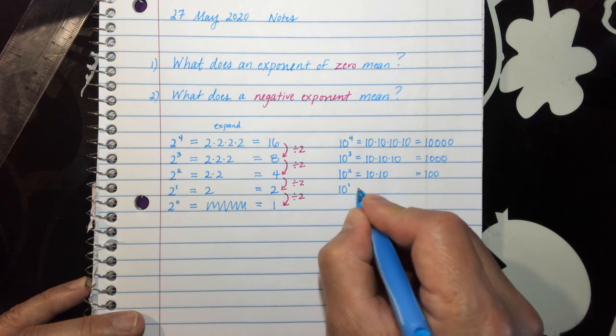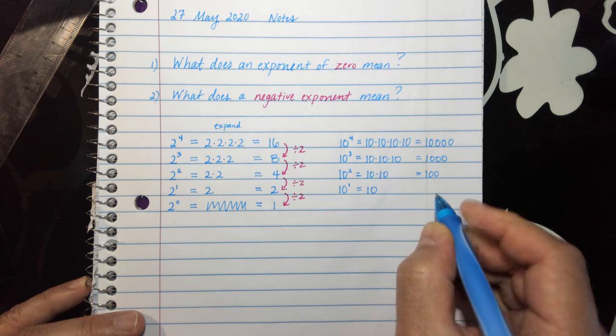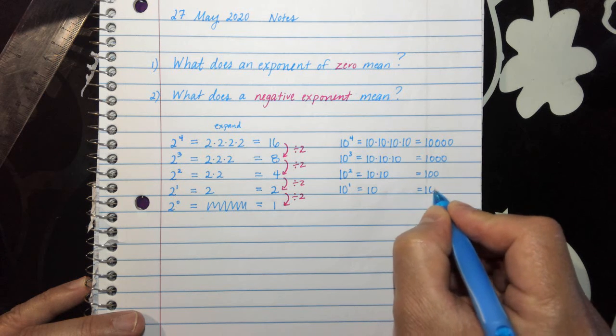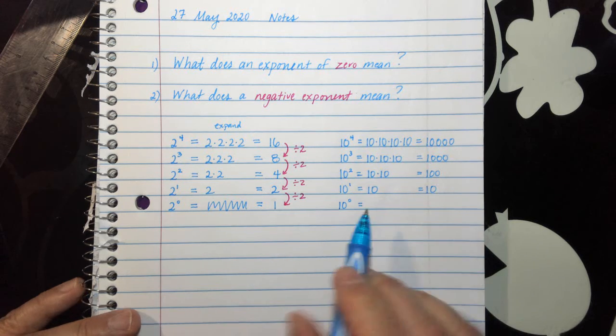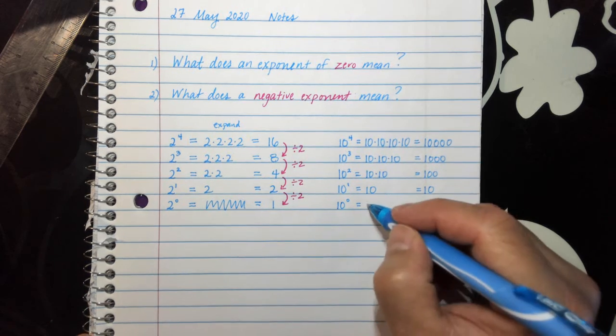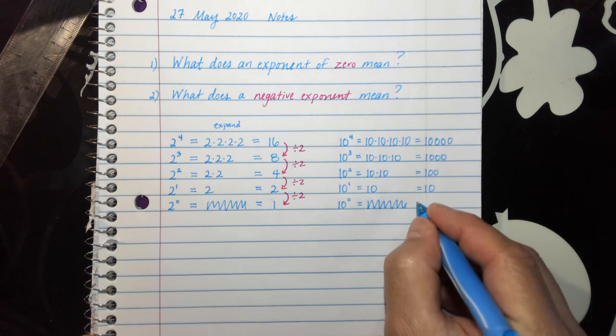10 to the first power is just 10. And we get, finally, 10 to the 0 power. It's impossible to write something 0 times. So, cross that out. Straight to here.